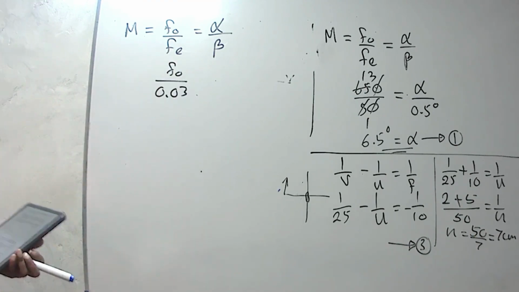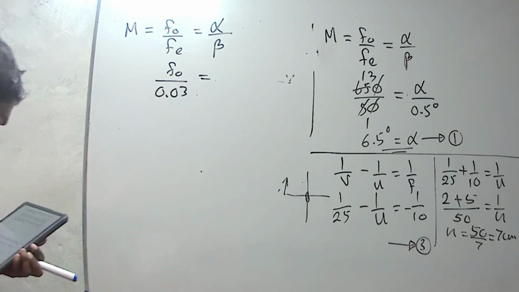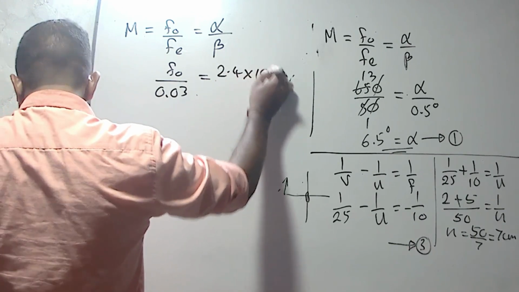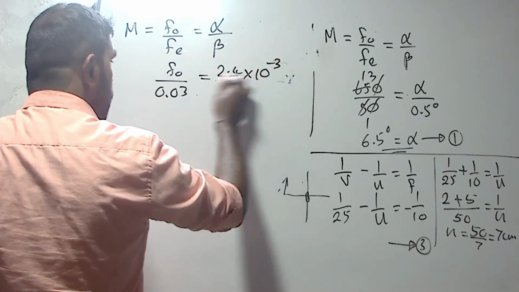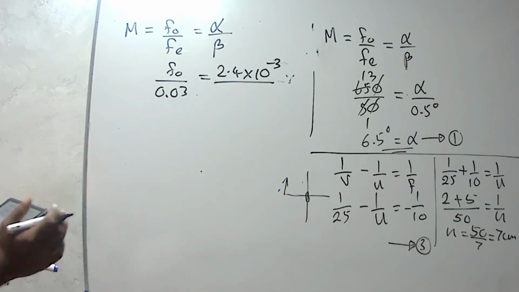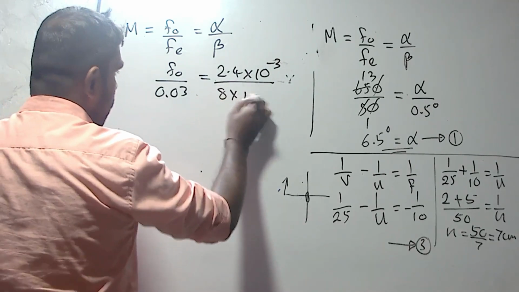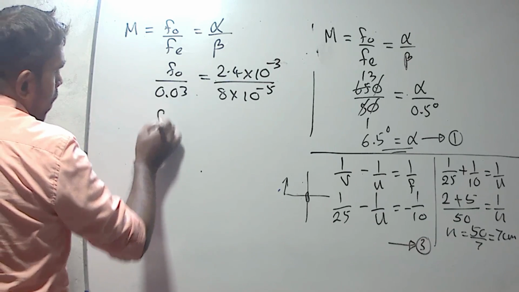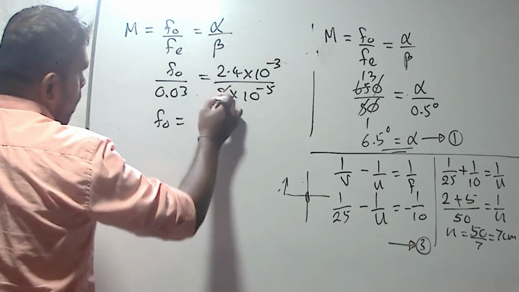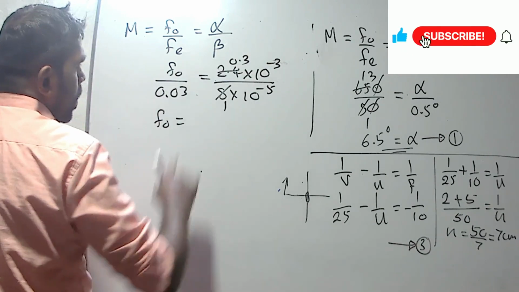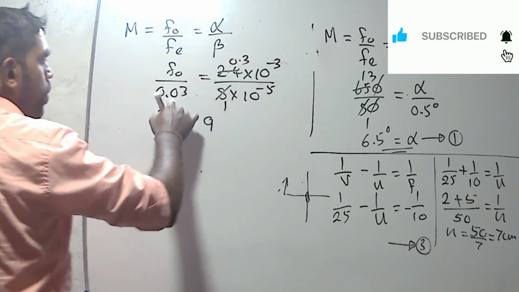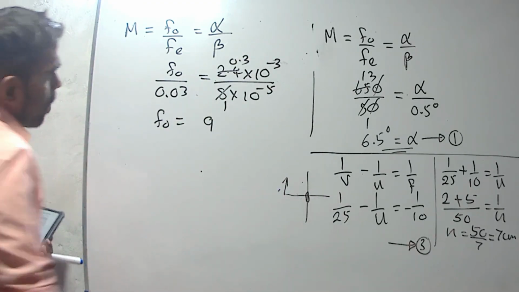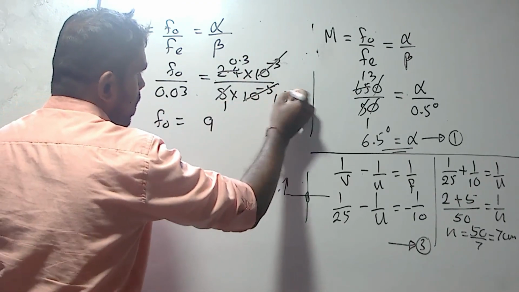The focal length of the eyepiece lens is given as 0.03 meters. We have to find the focal length of the objective lens. Alpha is the angle subtended by the final image. It is 2.4 times 10 to the power minus 3. Beta is the angle subtended by the object. It is given as 1.8 times 10 to the power minus 5. Then we can simplify it. f0 equals 8 divided by 8 is 1, 0.3, 3 into 3 is 9, 1, 2, 3 decimal places, 10 to the power minus 3 and 10 to the power minus 5 cancelling out.